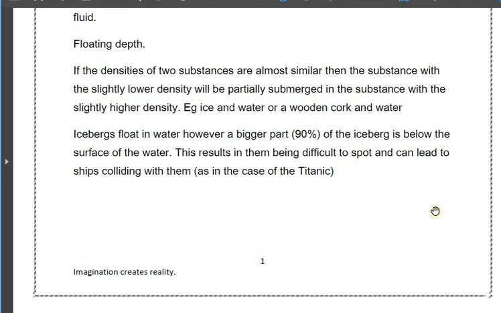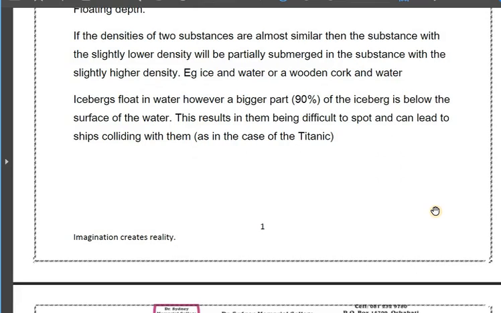They just thought, okay, it's just a lot of ice on the water, but there was a big piece of ice which was below the water. This goes on to explain the idea of floating depth, that something will be floating in the water, but a bigger part of it will be below the water.